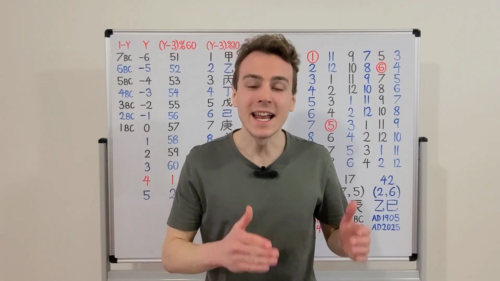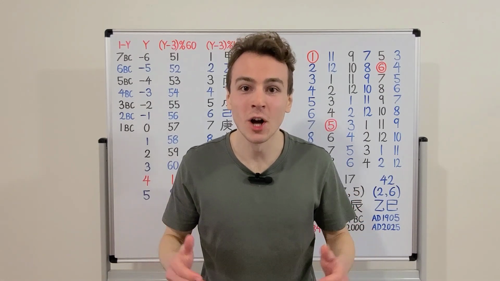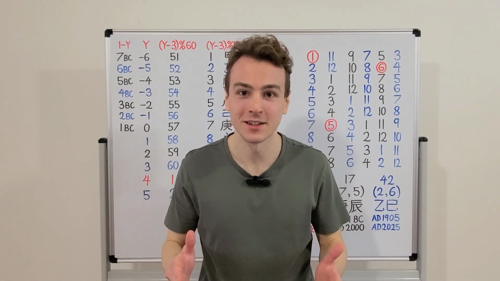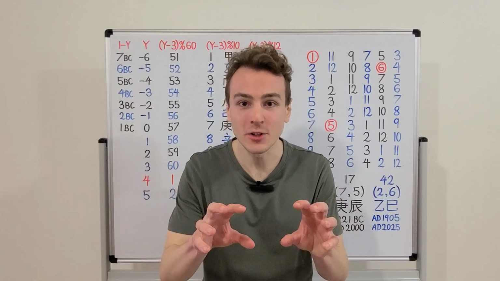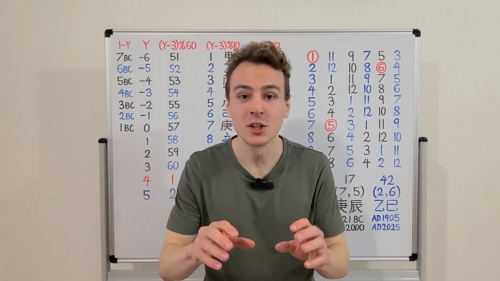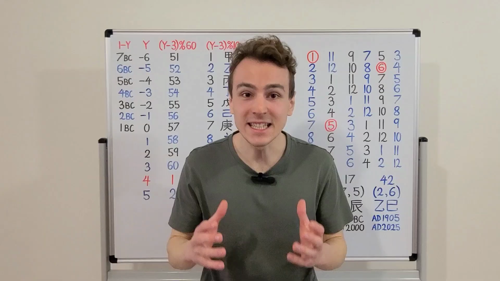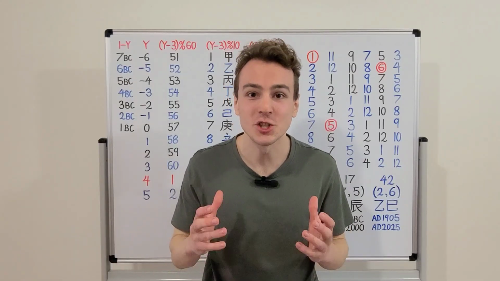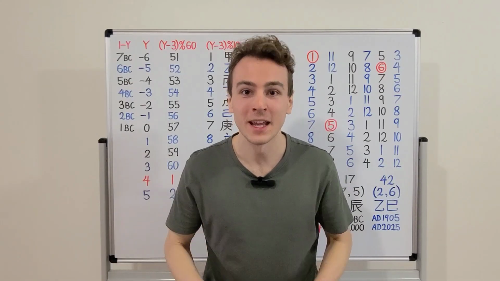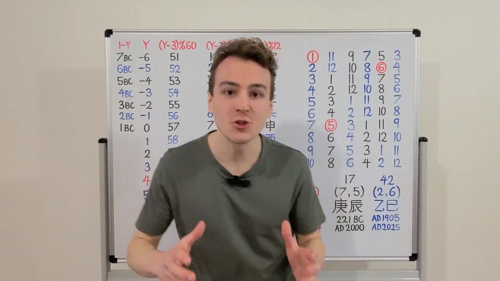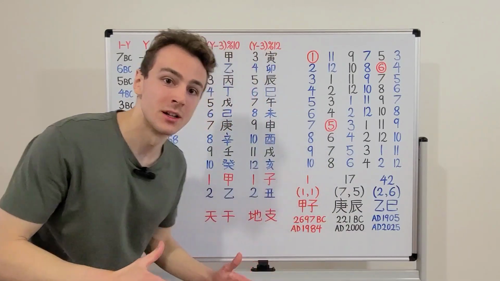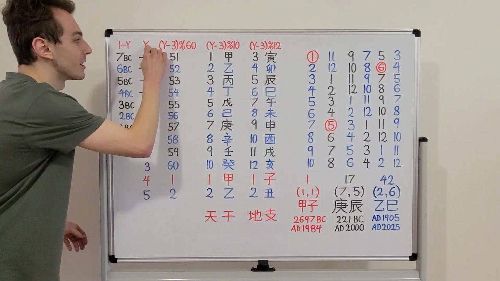Let's investigate an ancient Chinese example of modular arithmetic. We will use pairs of Chinese characters to label the 60 years of the sexagenary cycle. First, let's introduce the astronomical year number, which is denoted by Y.